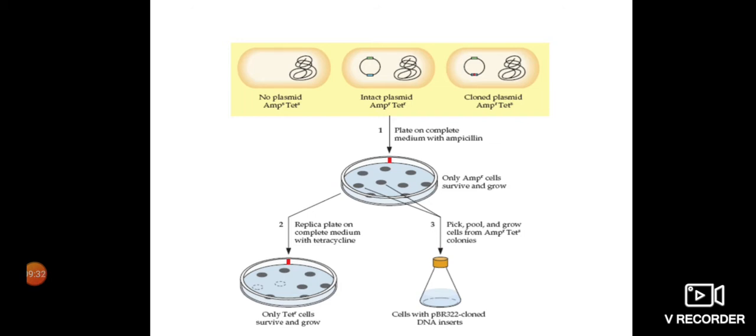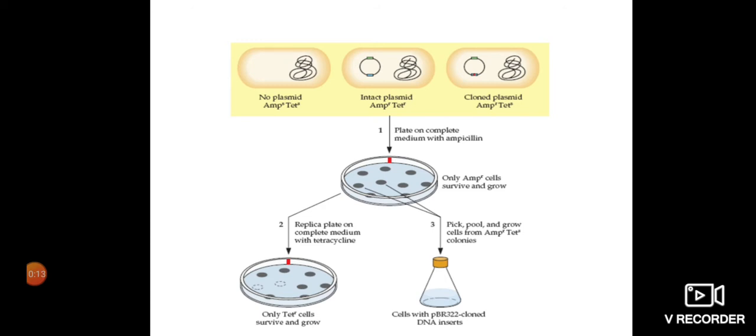So for that, we take the master plate and prepare the replica plate onto a medium having tetracycline in it. What will happen is, as we know, the target DNA has been inserted into the tetracycline gene, so our cells are going to be tetracycline sensitive, so they will not grow in the tetracycline medium. When we prepare the replica plate, we will know the position of the colonies which have grown or which have not grown.